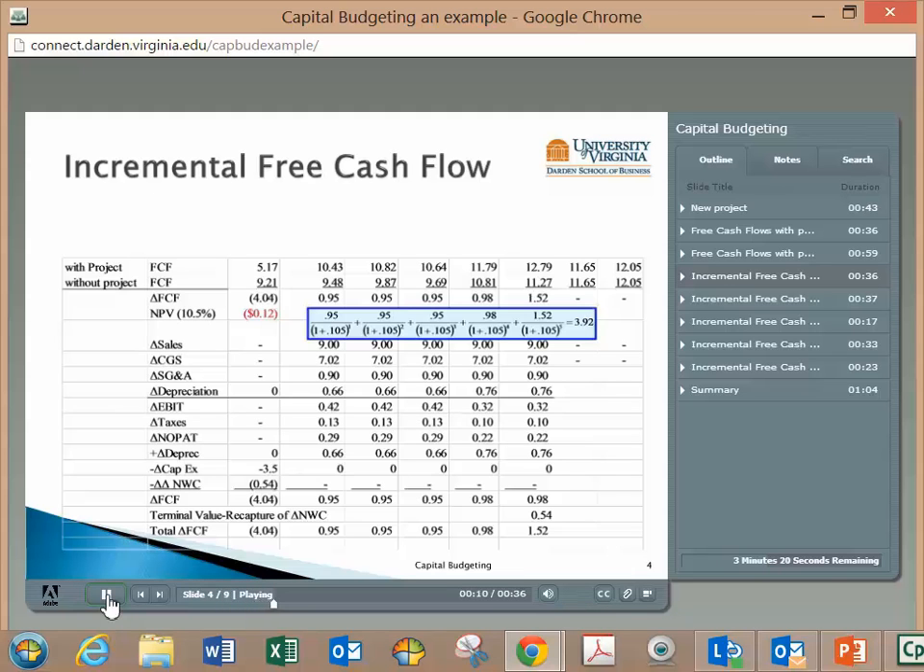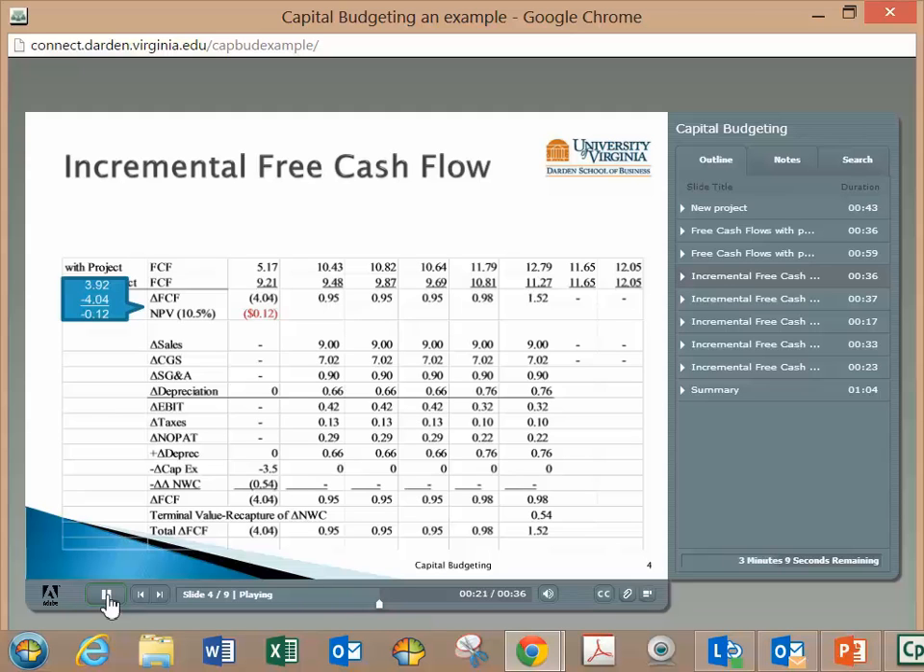The initial investment is $4.04 million, and we have the incremental free cash flows for the next 5 years. If we discount the free cash flows at the weighted average cost of capital of 10.5% and deduct out the initial investment, the NPV of this project is a negative $120,000. Since the NPV is negative, this project should be rejected.